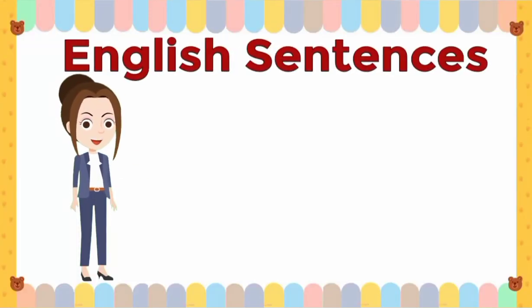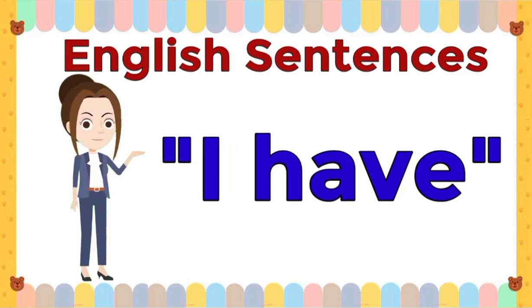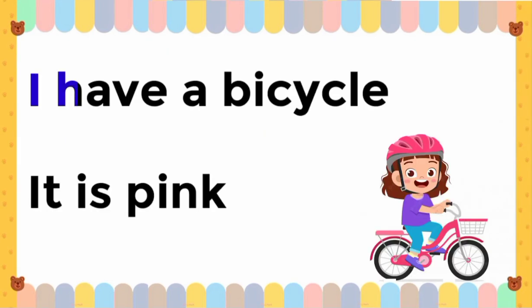Reading basic sentences. Children, today we are going to read English sentences that start with I have. So let's begin. I have a bicycle. It is pink. Let's read it again. I have a bicycle. It is pink.